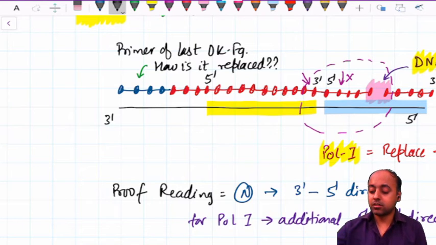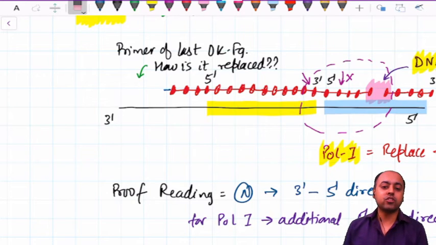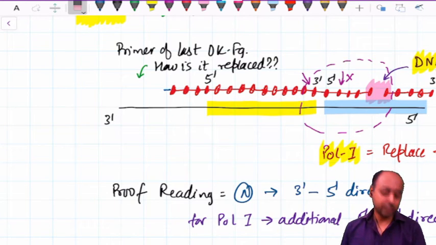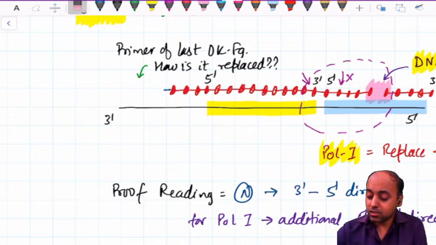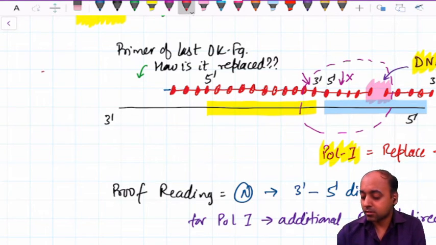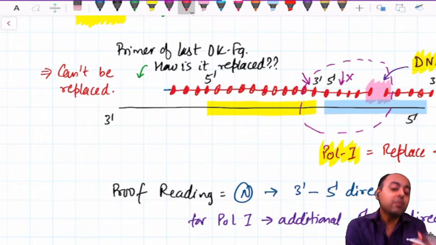Please note, you are late. The RNA is gone. You didn't give the answer in time. RNA has a very short half-life. You did not come up with a technique to replace this primer and now it is gone. And this is what happens. The primer of the last Okazaki fragment can't be replaced because we don't have an Okazaki fragment behind this.